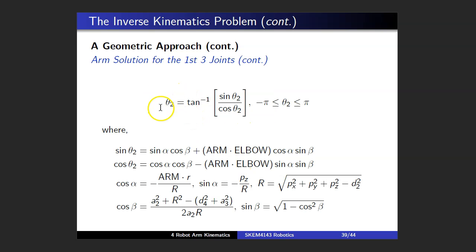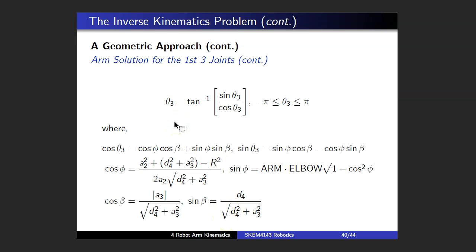This is the equation for theta 2. It gets slightly more complicated, and we need more parameters from our DH parameter table. We need to know D4, D2, D6, because we needed to compute P. We need A2, A3. And this is theta 3. Again, we need a number of DH parameters as well.